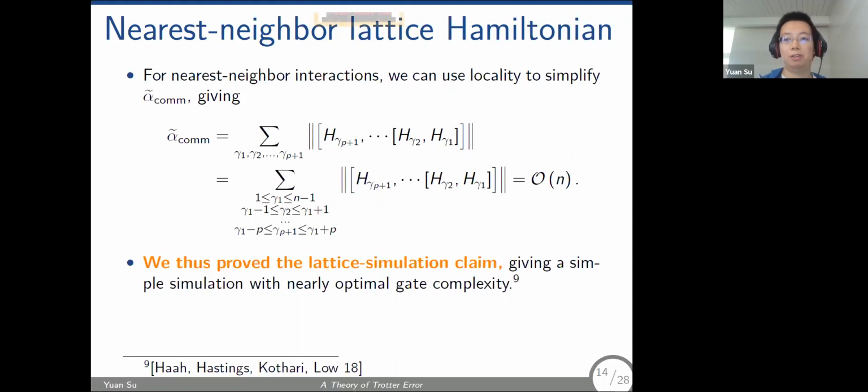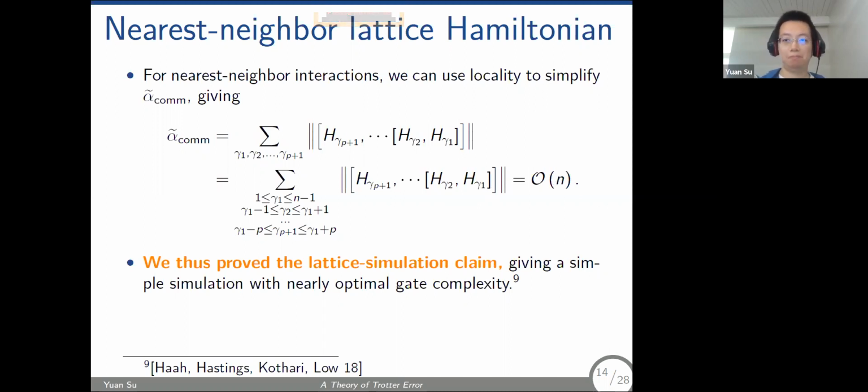So as long as you fix a particular product formula, you will always have a constant number of choices for each layer in your nested commutator. So in the end, the only contribution that involves system size dependence will be the innermost layer operator. So the size of this nested commutator will grow asymptotically as something like O of n.